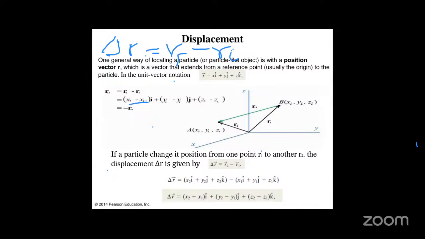Remember, displacement is change in position. Look at it here, I have underlined, I have circled it. That is your displacement. Change in position. Final minus initial. Final position minus initial position. That is your displacement. Don't forget it.